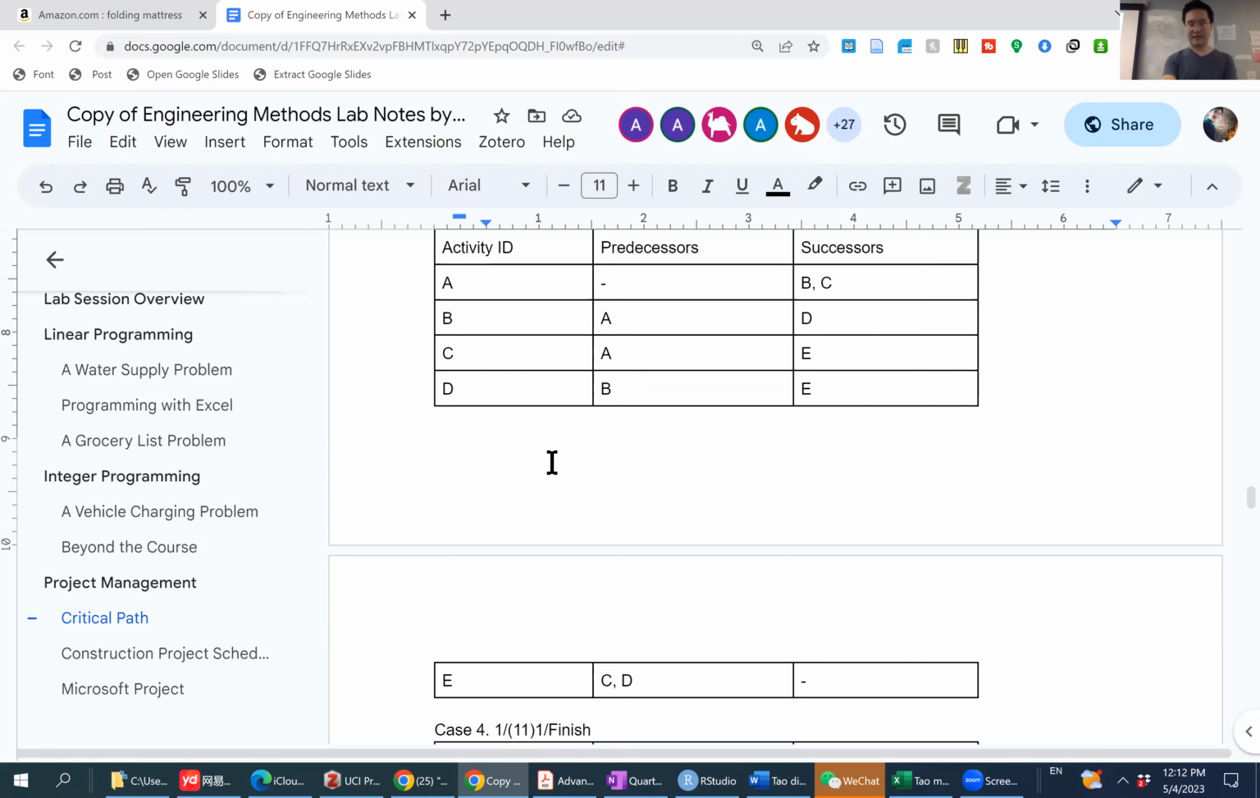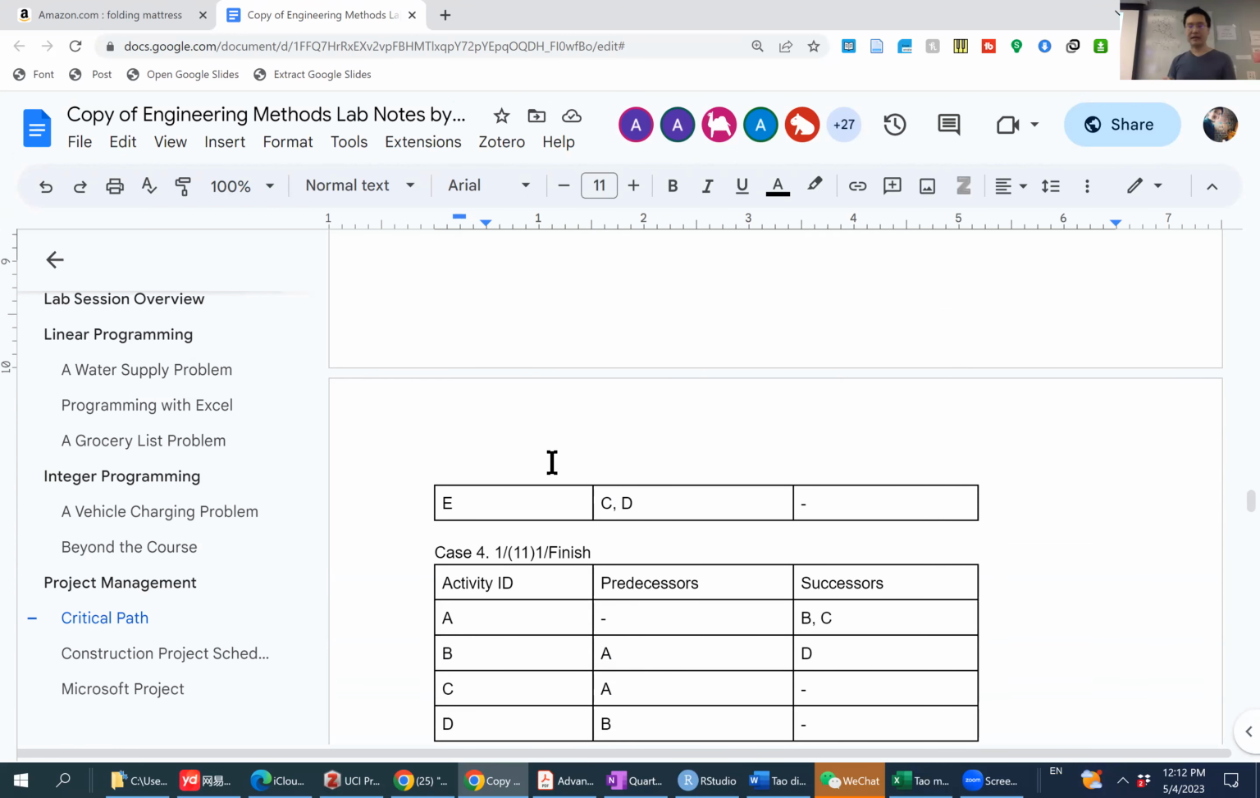But let's also look at E. E has C and D as the predecessor. So how do we connect both C and D to become a predecessor of E? We can do this by pointing D to this node, and also after that, if we place E on the arrow, then this is what makes both C and D to be predecessor of E.